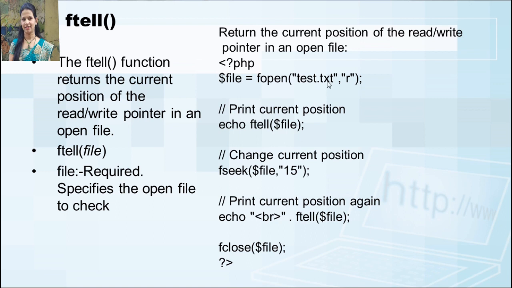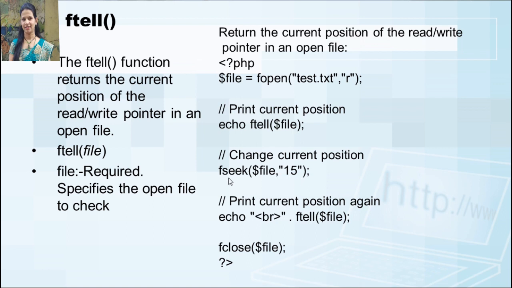So fopen, open the file in read mode, then print the current position. First print the current position, ftell($file), so you get the idea where our pointer is now. Then change the current position. You can specify here ftell, and inside this you can specify a new offset.